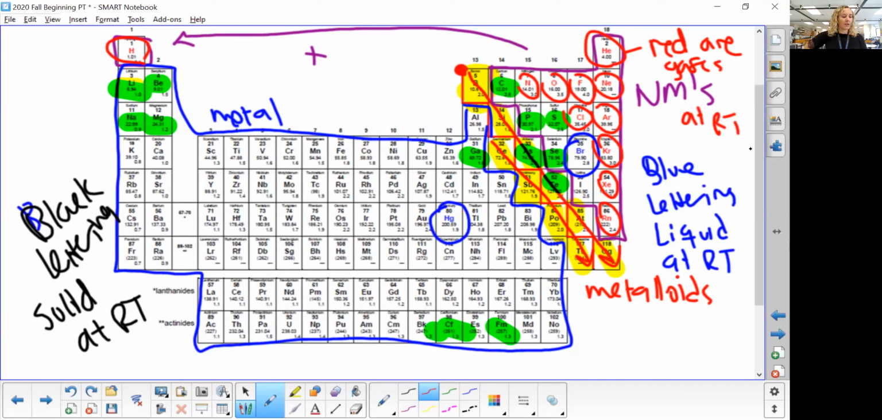So that's another layering. Now, on this periodic table, you can't really see it. Let me see if I can pull up one that does show what I want to show you guys here.